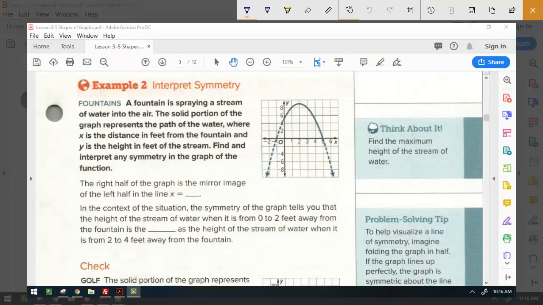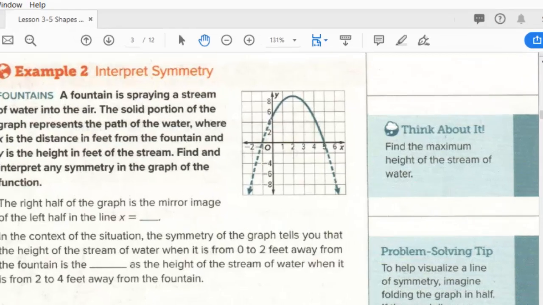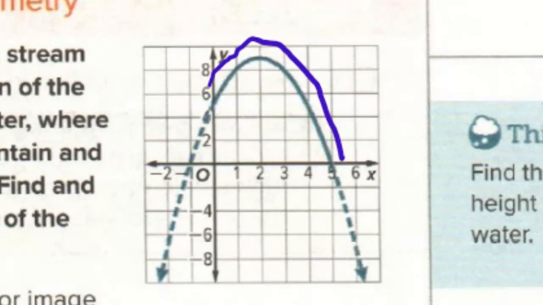Okay, for example 2, they want us to interpret the symmetry. So a fountain is spraying a stream of water into the air. The solid portion of the graph represents the path of water. Now remember, the water comes out of a fountain. It goes up, and then it comes down and it hits the ground. That's why this part of the graph down here is ignored, because negative values of y don't make sense. And this side of the graph is ignored because negative values of x don't make sense.